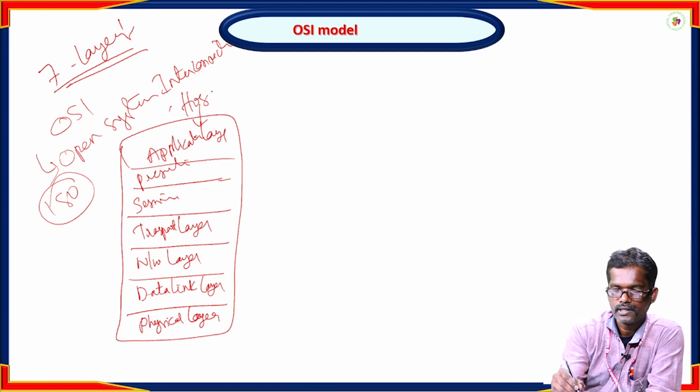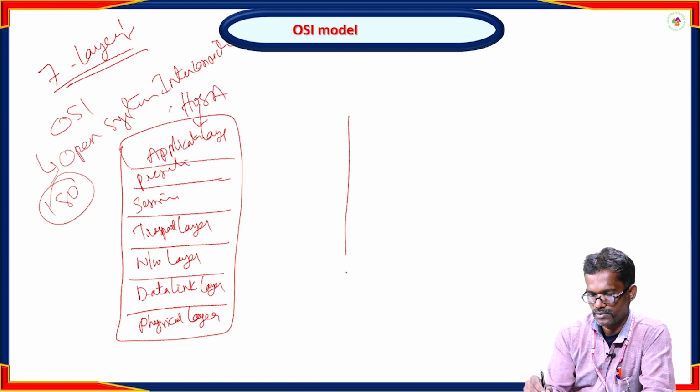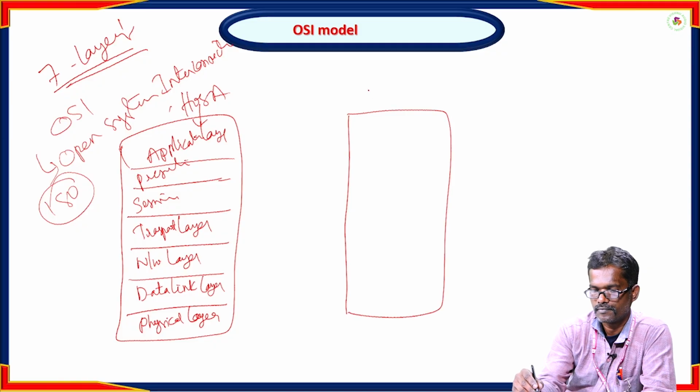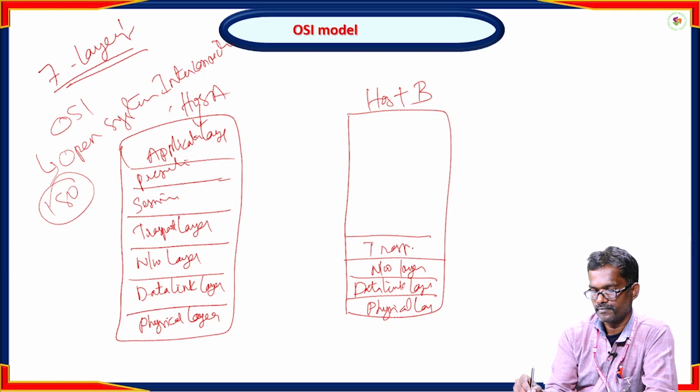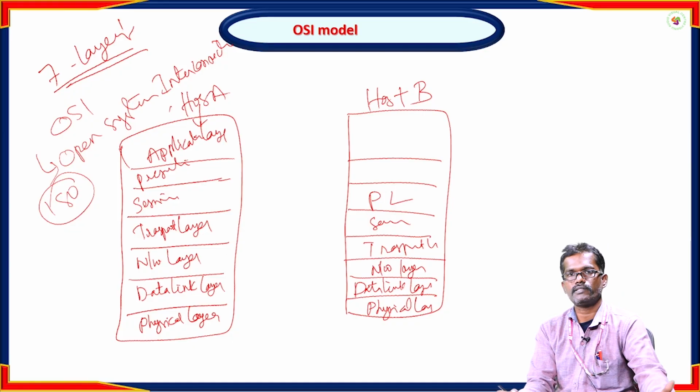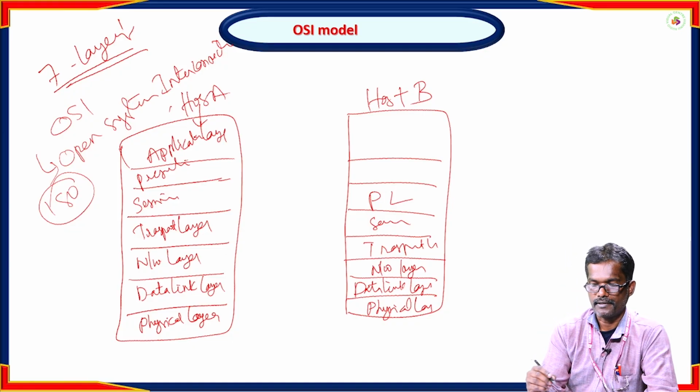This is host A. Like that, we have the other side, host B. Physical layer, data link layer, network layer, transport layer, session layer, presentation layer, application layer. We have the same layers reflected at the other end.